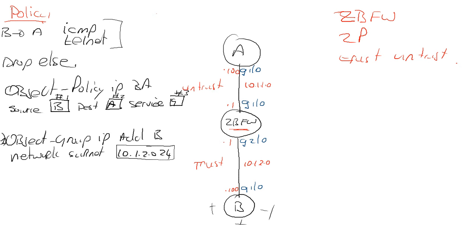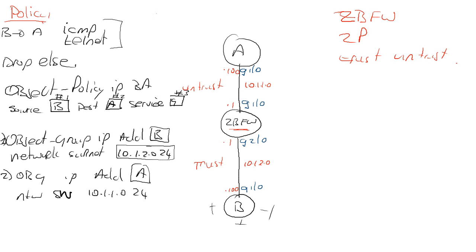So that's one. Two, I'm going to replicate this object group. I'm not going to write out the whole thing. I'm going to say IP address, and I'm going to say network subnet 10.1.1.0/24. So now we've created A as well as B, and all we need now is the service type.